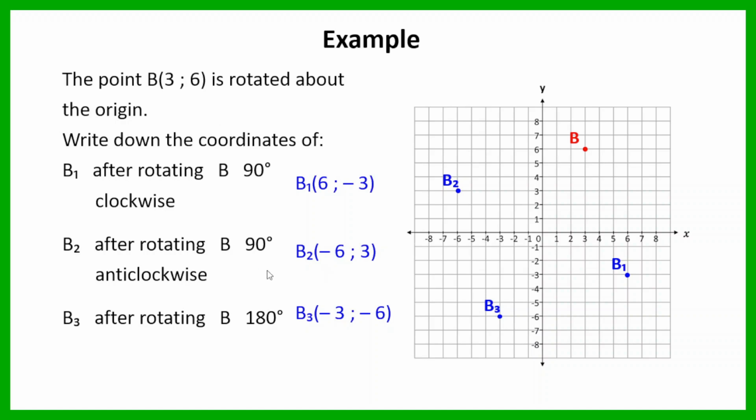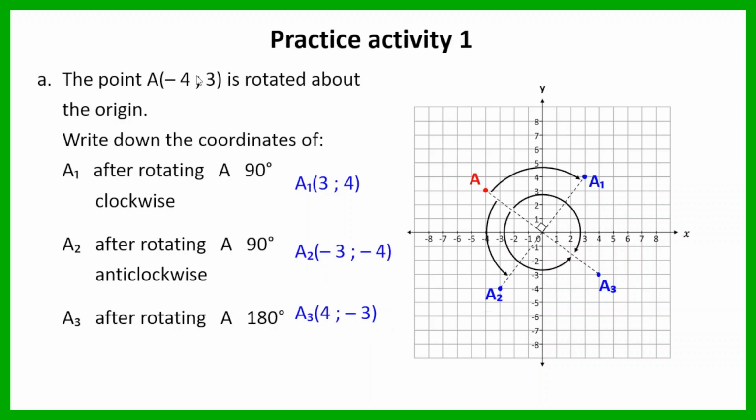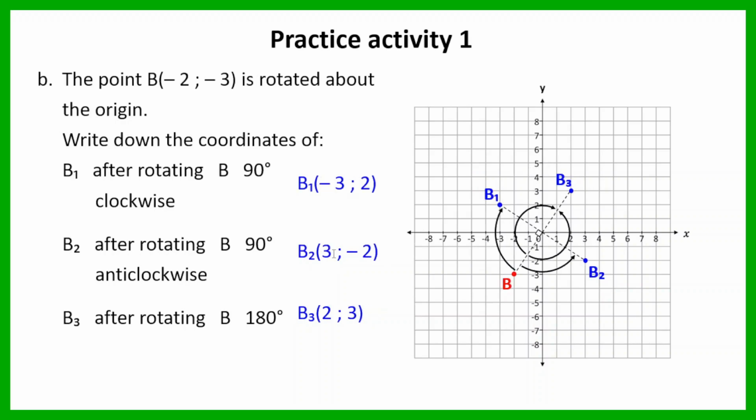Okay, now let's have a look at the next example. I had A was (-4, 3), and when I rotated it 90 degrees anti-clockwise, it became (-3, -4). So the -4 stayed negative, and it switched places with the y value, and the 3 changed to negative 3, and it switched places with the x value. Now let's have a look at the next one.